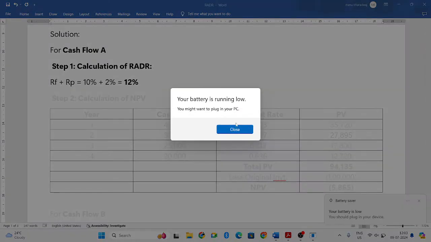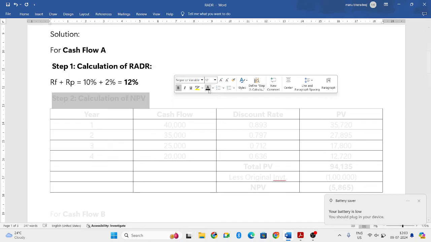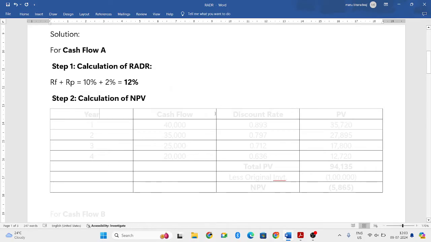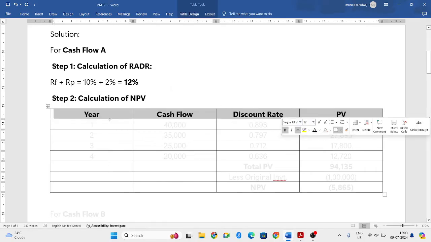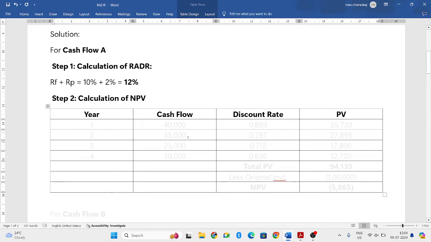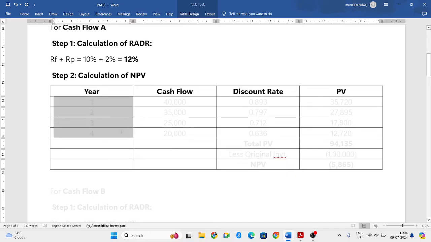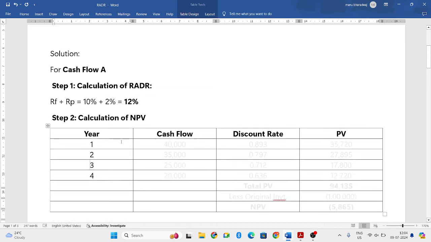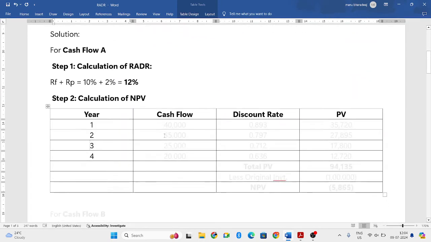Now let us calculate the NPV. To calculate NPV, we have to use a table consisting of 4 columns. What are those 4 columns? First column is year, second column is cash flow, third column is discount rate, and fourth column is present value. We have 4 years of data in total, so I will write all the 4 years of data here. They have given 4 years of cash flow, so for cash flow A I will write all the 4 years of cash flow. Now I need to take the discount rate for 12%.